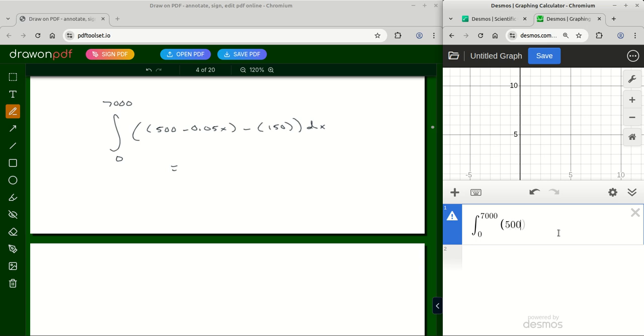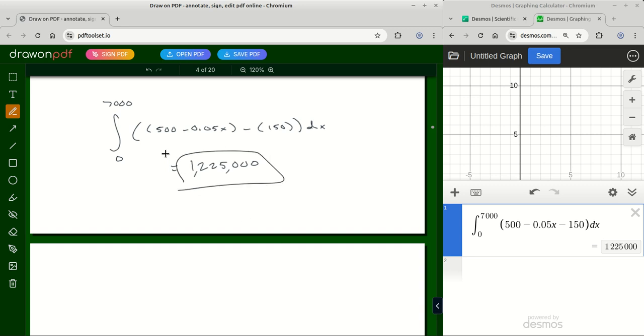Okay. 500 minus the 0.05x minus the 150. And I'm using an x, so there you go. We got it. 1,225,000. There you go. So 1 million, and so on. Again, this is dollars. That's all for this section.